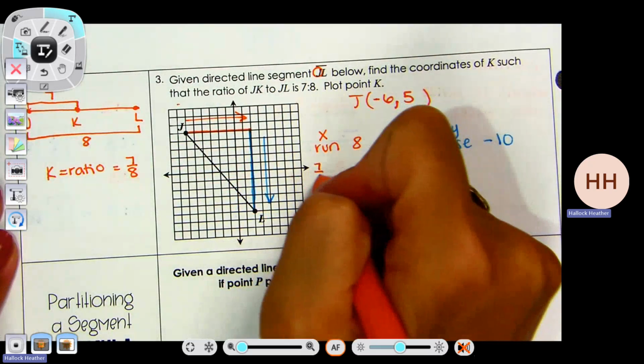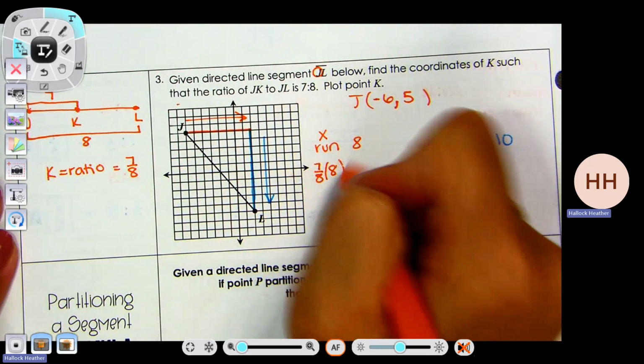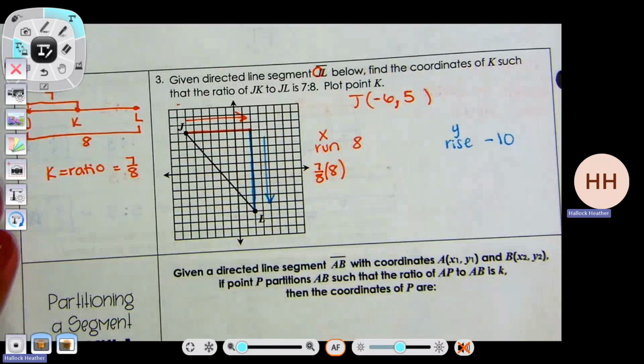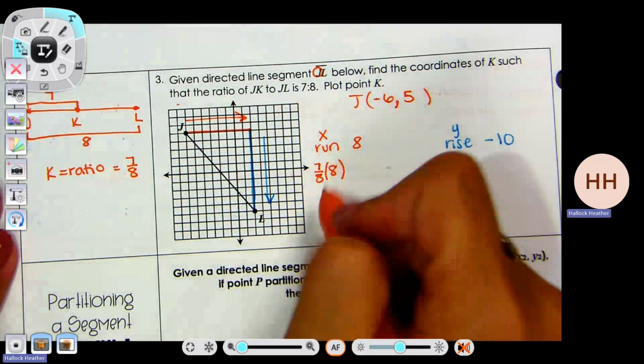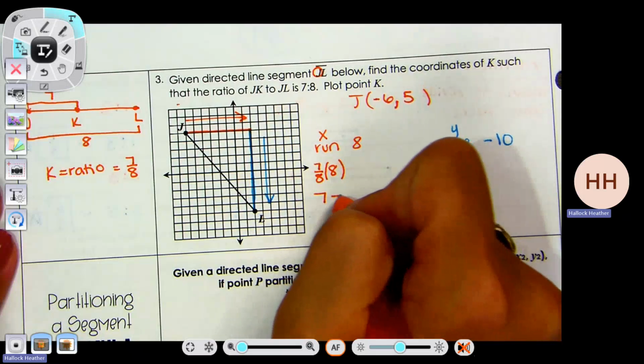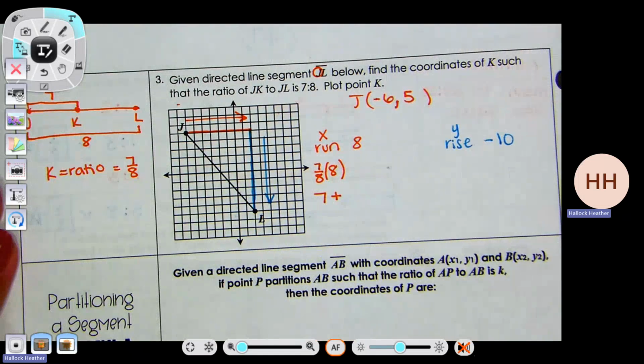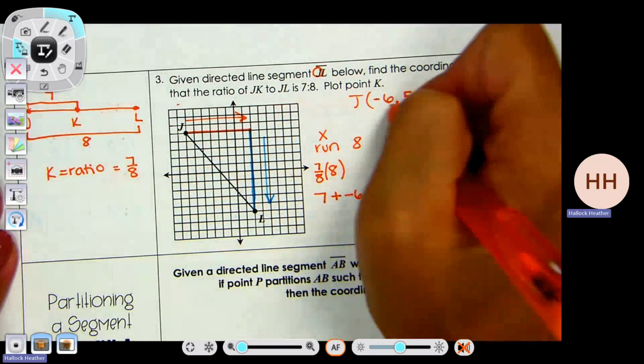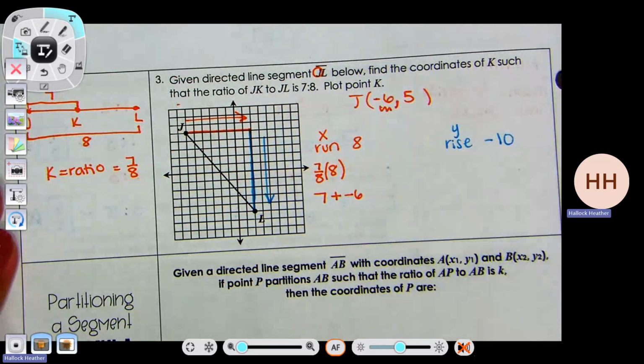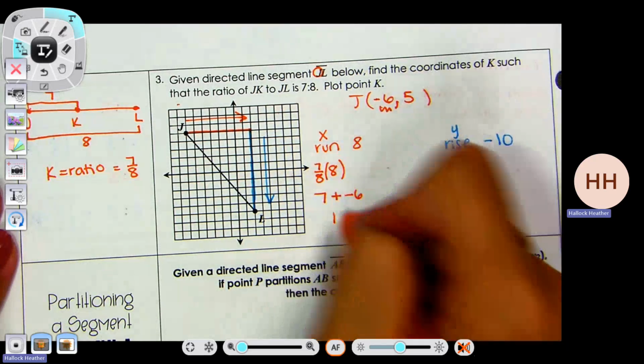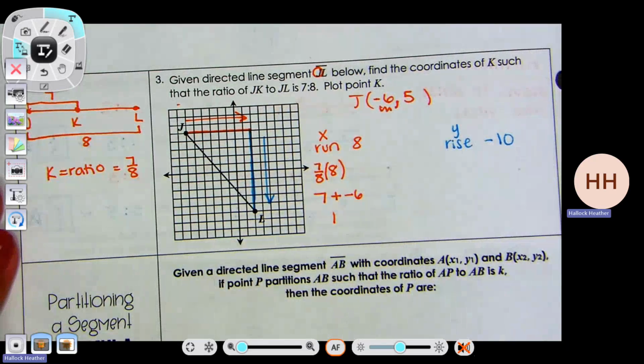You're doing 7/8 times 8, which this one would be really easy to do in your brain because the 8s cancel, right? Hopefully we know that. If not, use the calculator. So you should get 7. And then what am I technically adding to it? -6, because I'm starting at -6. So 7 plus -6 gives me 1. 7 minus 6 is 1. That should be your X.